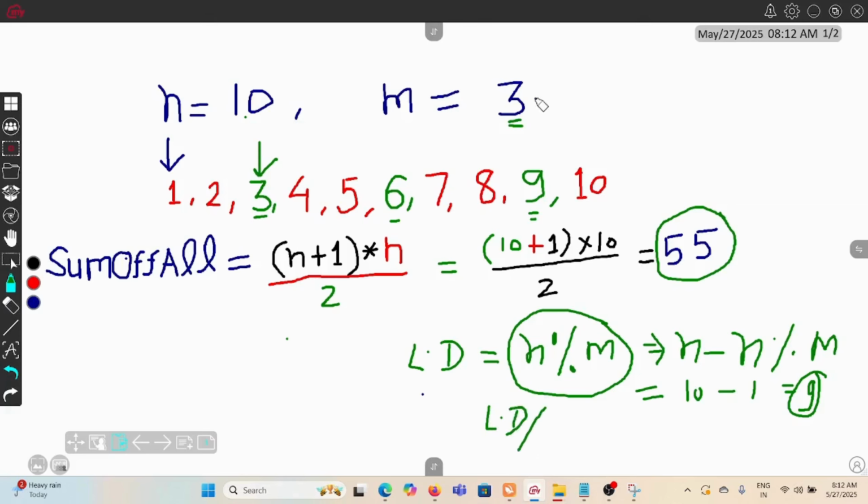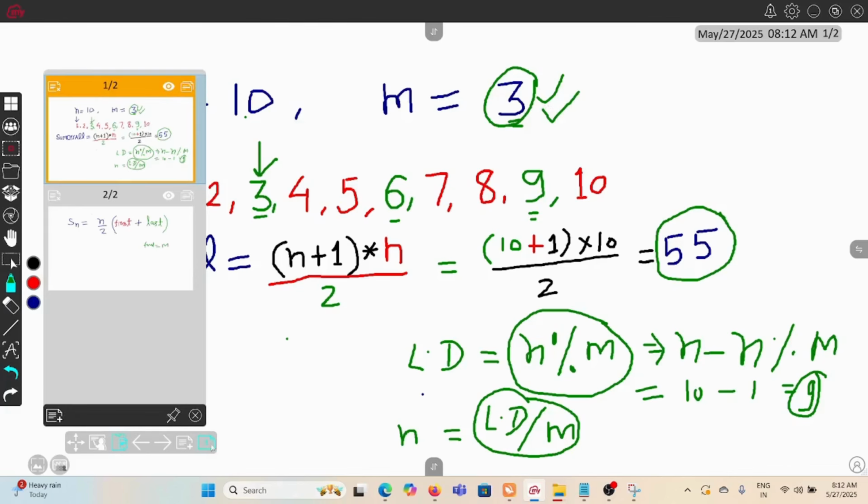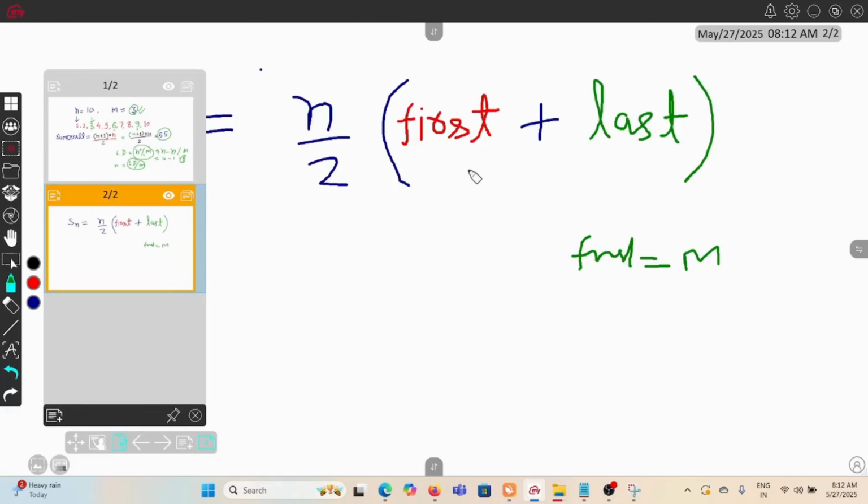So the common difference would always be m, because we are looking for all the divisible values. The last divisible value divided by m will give us how many total numbers there are. So the total count would be the last divisible value divided by m. In this case, we will get the first value, which is always m, and then we will get the last value, which we can get in this way.